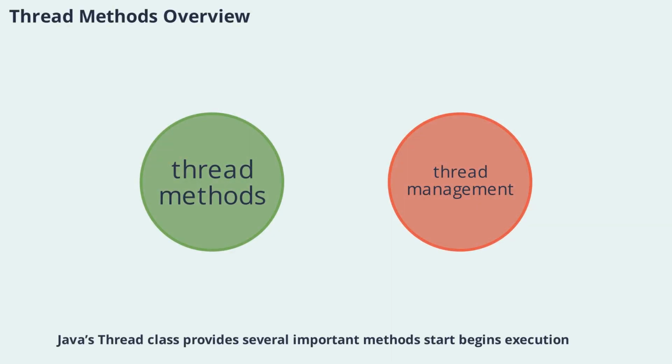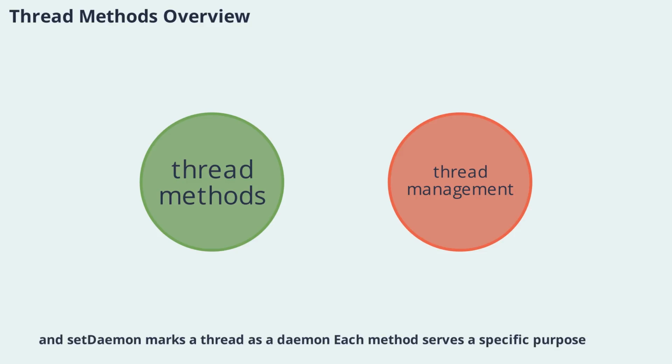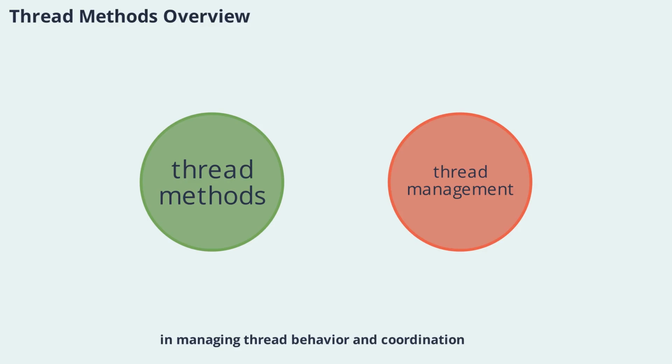Java's Thread class provides several important methods. start begins execution, run is the entry point, sleep pauses execution, join waits for a thread to finish, setPriority changes thread priority, interrupt interrupts the thread, yield suggests pausing for other threads, and setDaemon marks a thread as a daemon. Each method serves a specific purpose in managing thread behavior and coordination.